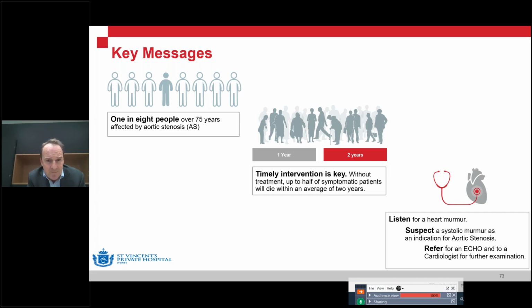may not have had their cardiovascular system assessed for a while, please listen for a murmur. If you hear any systolic murmur, even if it's soft, send the patient for an echo and/or a cardiology consultation, and we can rule out this very important and dangerous disease.